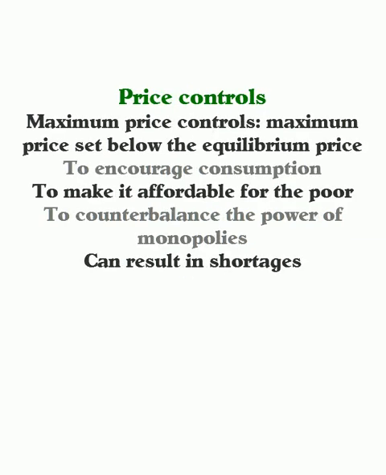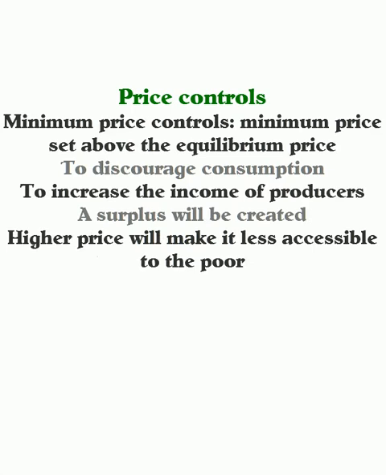Price controls. Maximum price controls, maximum price set below the equilibrium price. To encourage consumption. To make it affordable for the poor. To counterbalance the power of monopolies. Can result in shortages. Minimum price controls, minimum price set above the equilibrium price. To discourage consumption. To increase the income of producers. A surplus will be created. Higher price will make it less accessible to the poor.